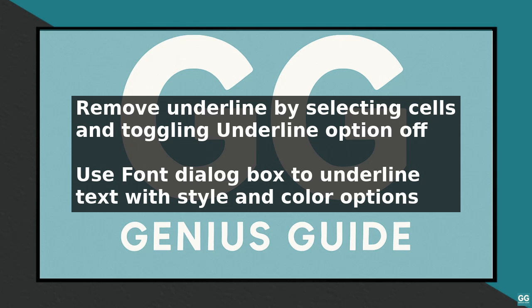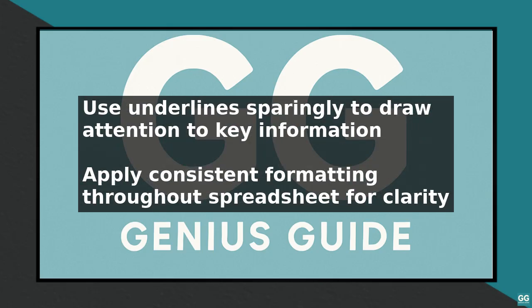Alternatively, you can also use the font dialog box to underline text in Google Sheets. To do this, select the cells you want to format, then go to the Format tab and select Font. In the Font dialog box, check the box next to Underline to apply the underline. You can also choose the underline style and color from this dialog box.